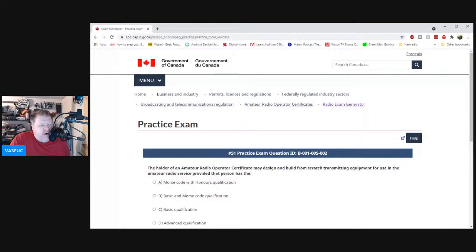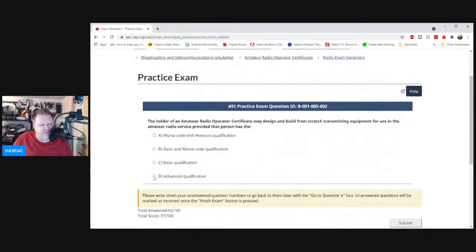Holders of an amateur radio license certificate may be permitted to build from scratch transmitter equipment to use in the amateur radio service, provided that the person has... Now, this is where it gets tricky. Because the amateur radio operator sometimes would have to have Morse code to do this. Because if he's building a beacon, he has to have that ability. Morse code with honors qualifications, basic and Morse code qualifications, basic qualifications, or advanced qualifications. While he's building the equipment, he has to be advanced.